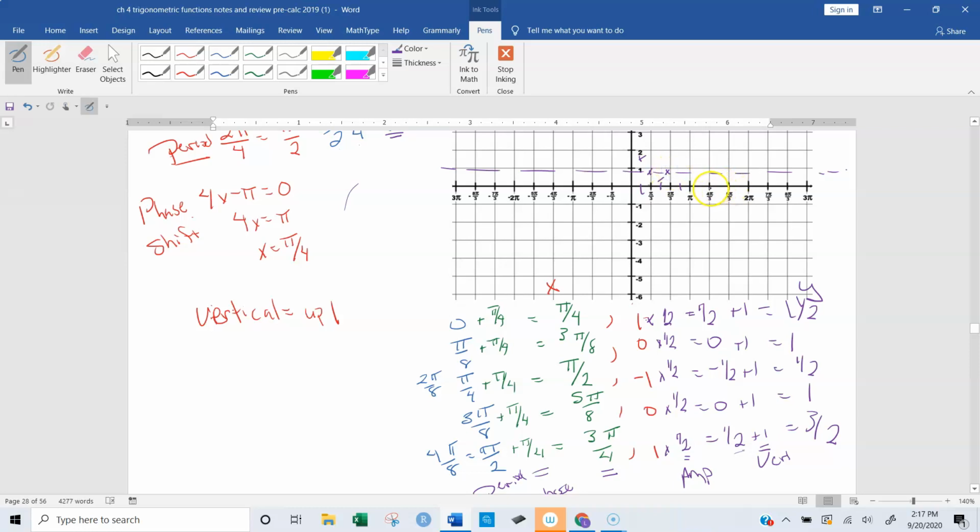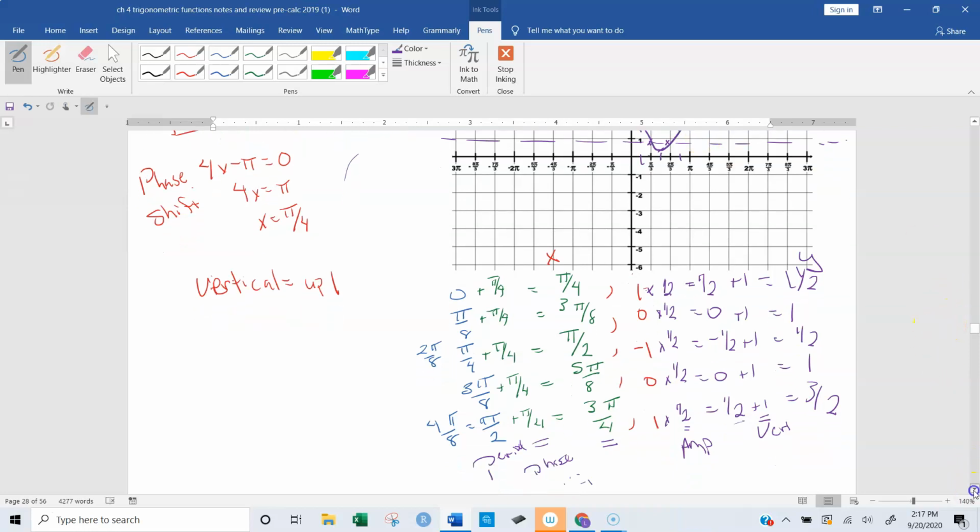And then we're going to end up at 3 pi over 4, which is roughly here. And that's going to end up at my 1 1/2 again. Okay, I hope you did a good job. Had a really little cosine wave that time.